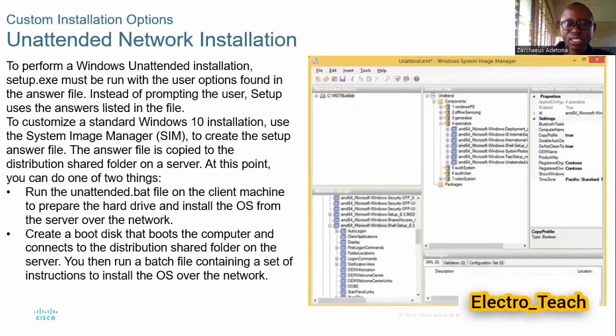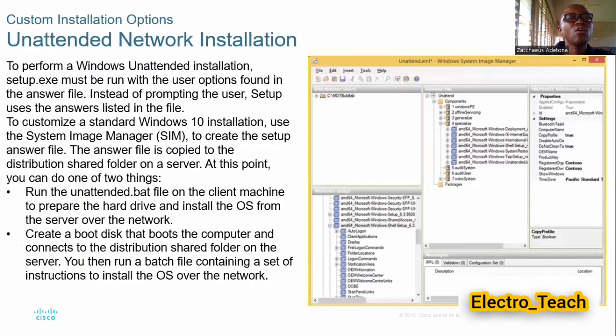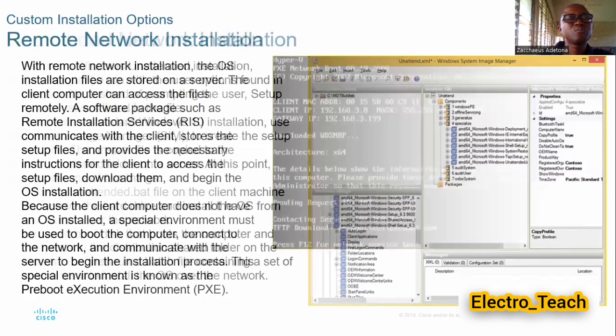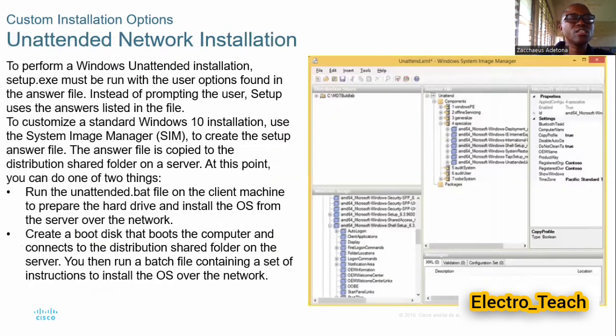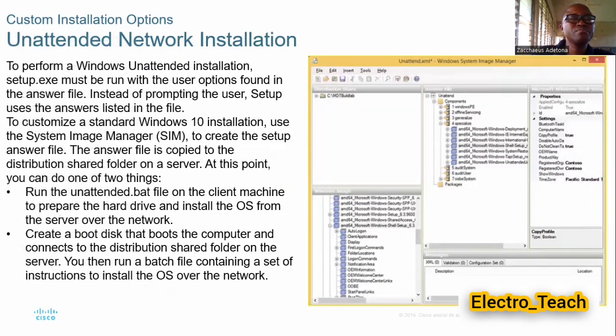The next one is the unattended installation, the unattended network installation. The unattended network installation is a system by which the Windows operating system can be installed on the computer while the user is not there, and the computer sets itself up. All the various parts of the operating system will be installed without anybody guiding the operating system.